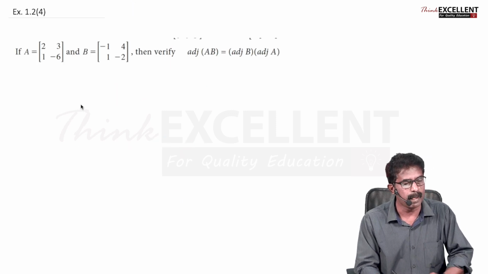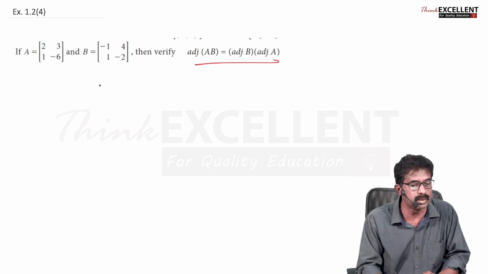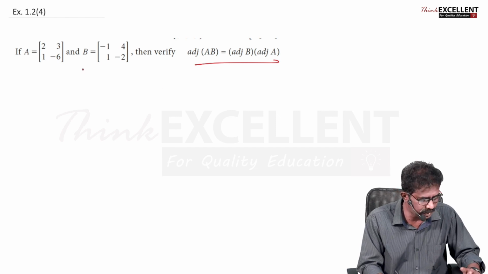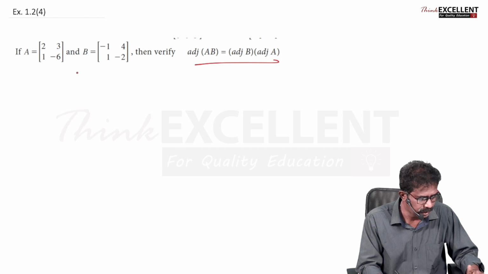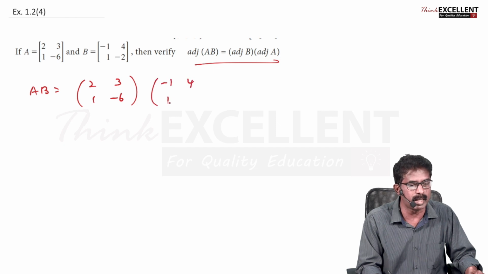Next question you see. So A, B given, verify this result. So you know how to do that. I'm just going to tell you what are the steps you have to do. A, B, two matrices given, right? So first you have to find what? A into B. We have to find the term inside the bracket. So you find AB first. So multiply the two matrices 2, 3, 1, minus 6 into minus 1, 4, 1, minus 2.